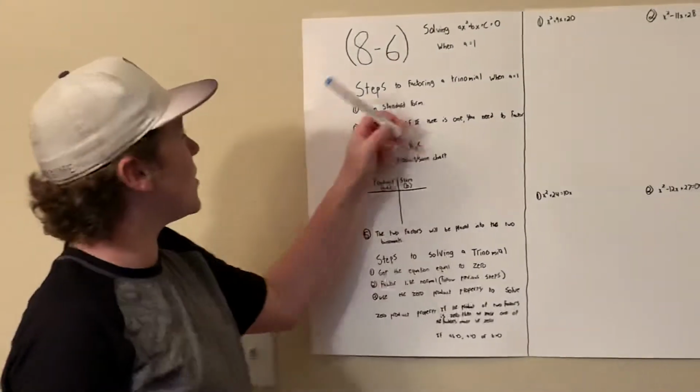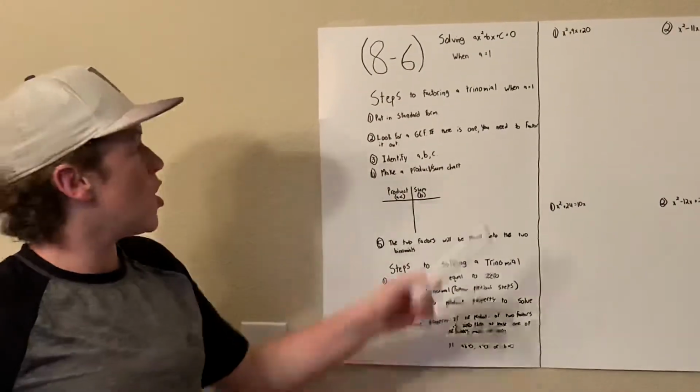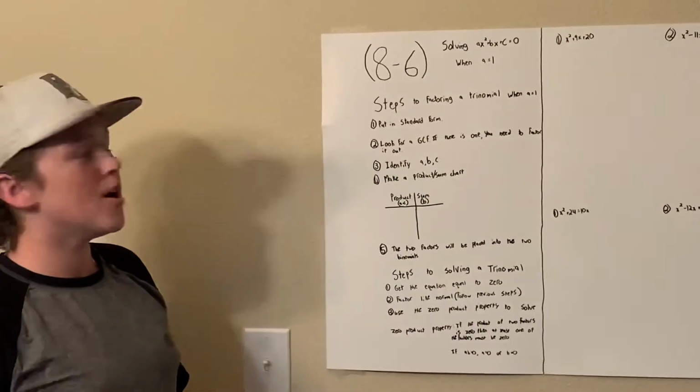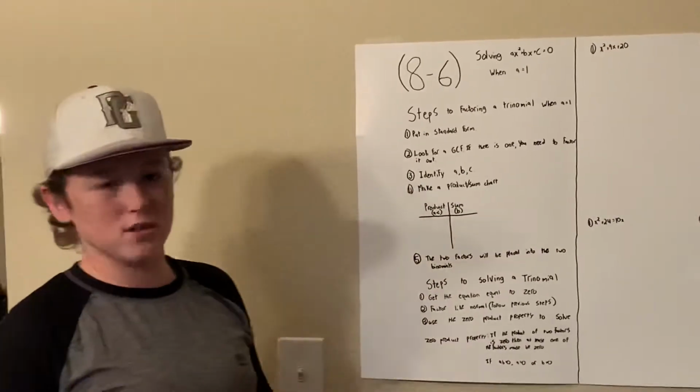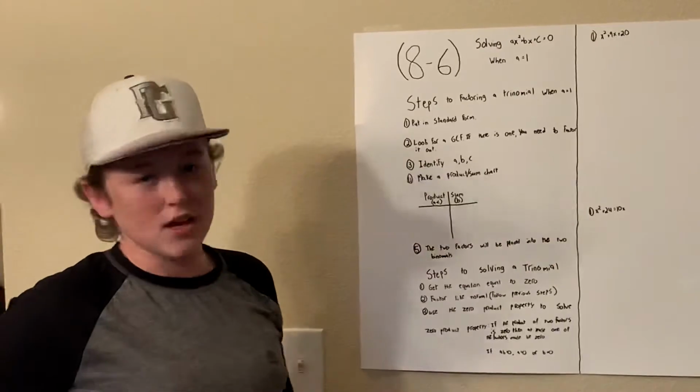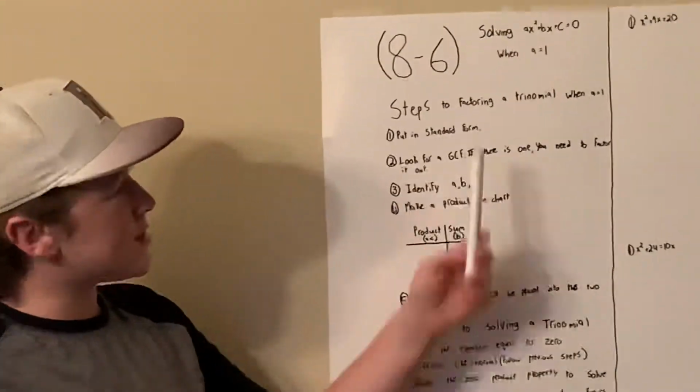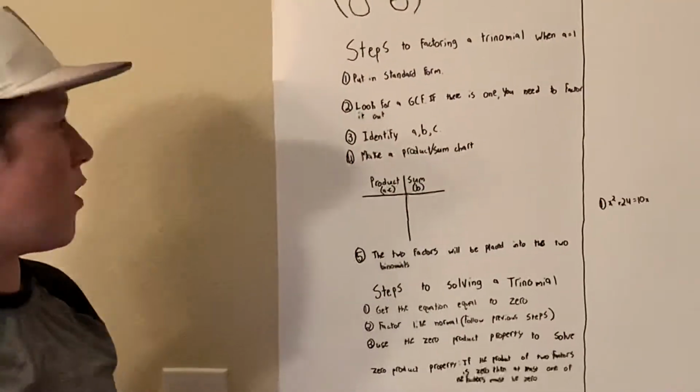Okay, so today we're going to be learning about 8-6, which is solving ax squared plus bx plus c equals 0. And this is when a equals 1. So steps to factoring a trinomial when a equals 1.